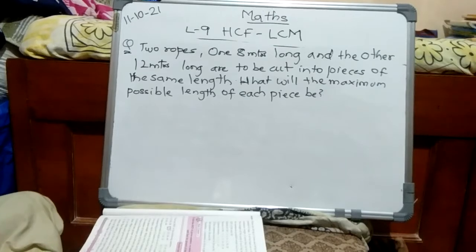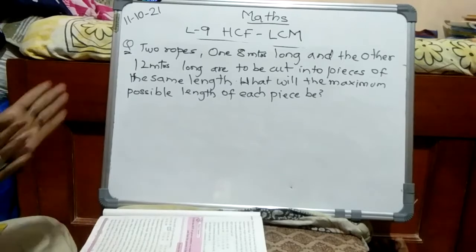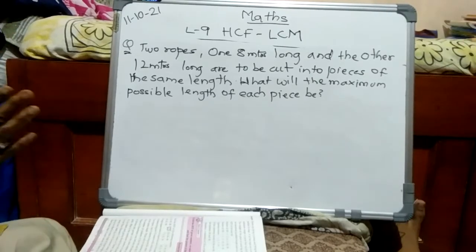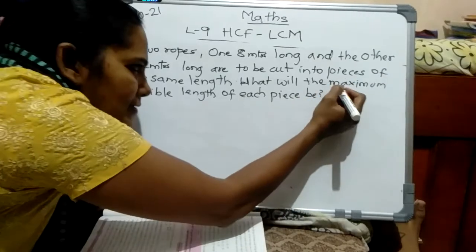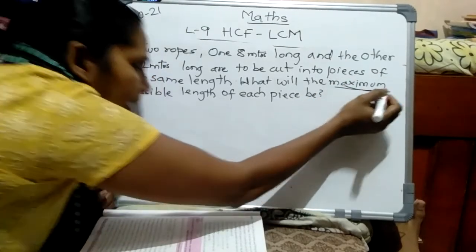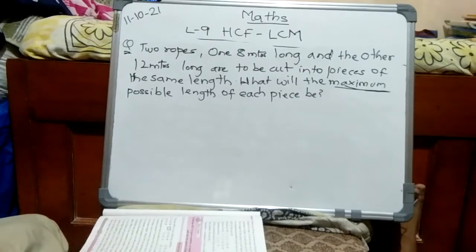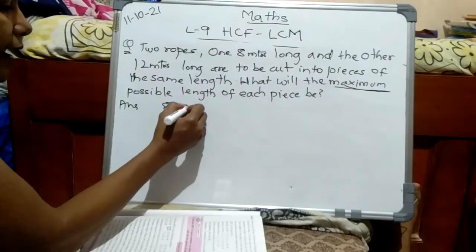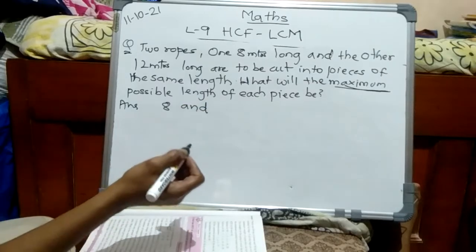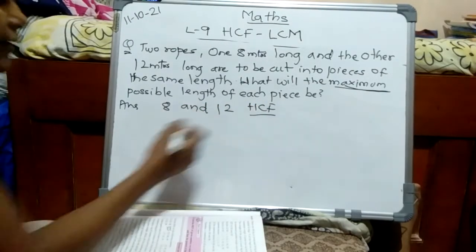Now see the question, I'll repeat here. The two ropes, one 8 meters long and other 12 meters, are to be cut into pieces of the same length. What will be the maximum possible length of each piece? Maximum means here we have to find the HCF. Now what are the two measurements given over here? That is 8 and 12. So we have to find the HCF of 8 and 12.